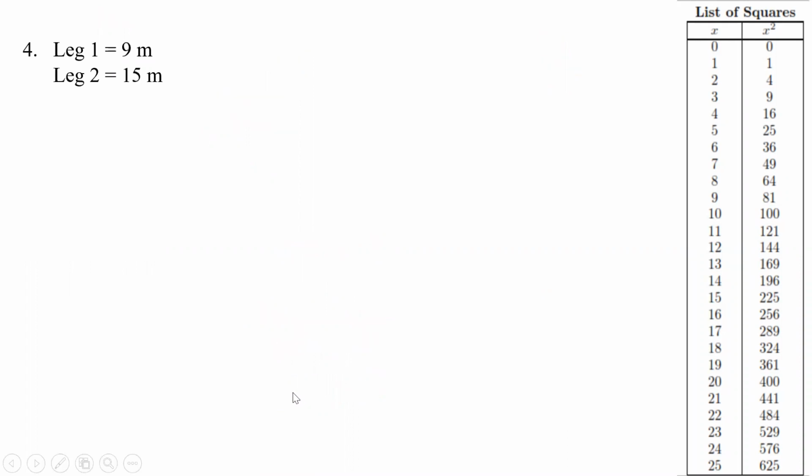So we have leg 1, leg 2 again. What we can do is just plug those in. So we would have 9 squared plus 15 squared is equal to c squared. Well, 9 squared is 81. 15 squared is going to give us 225. And then it's c squared. Now again, 225 plus 81 gives us 306. So c squared equals 306.